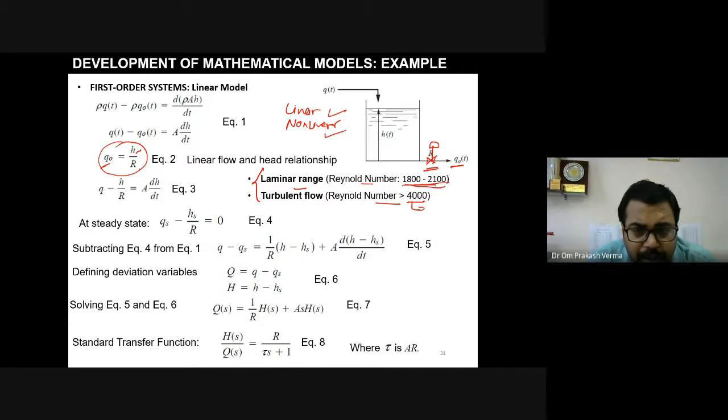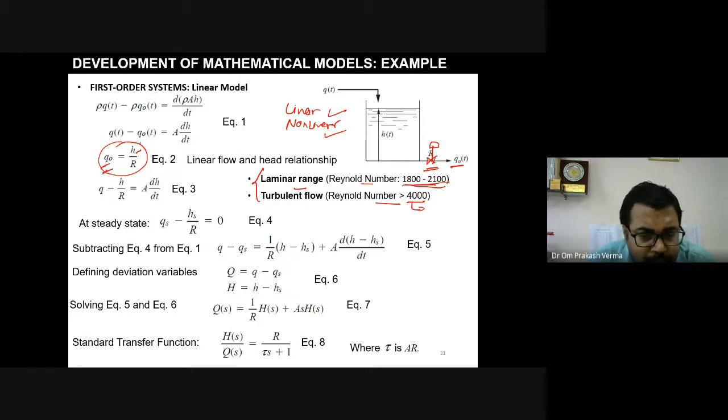The ultimate conclusion is that the variation of Q_0 and H is in a linear fashion, which depends on R. So Q_0 is defined by H by R. Q_0 equals H by R, right?